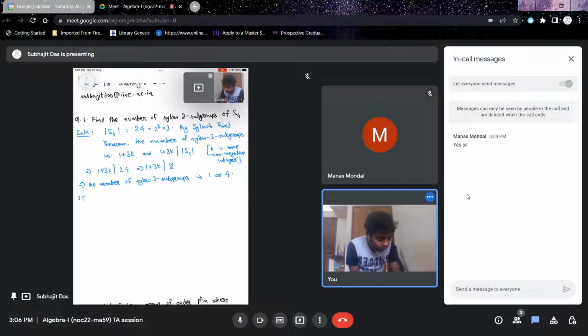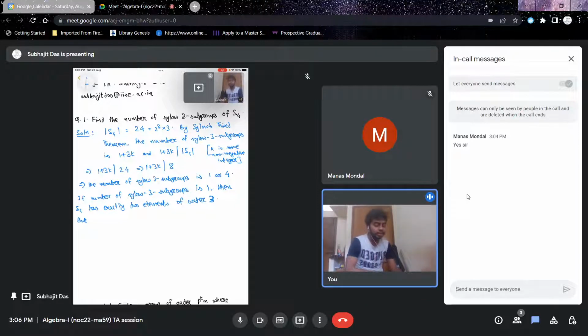So if the number of Sylow 3 subgroups is 1, then S4 has exactly 2 elements of order 3. But that is a clear contradiction, because S4 has at least 3 elements of order 3, that we know.